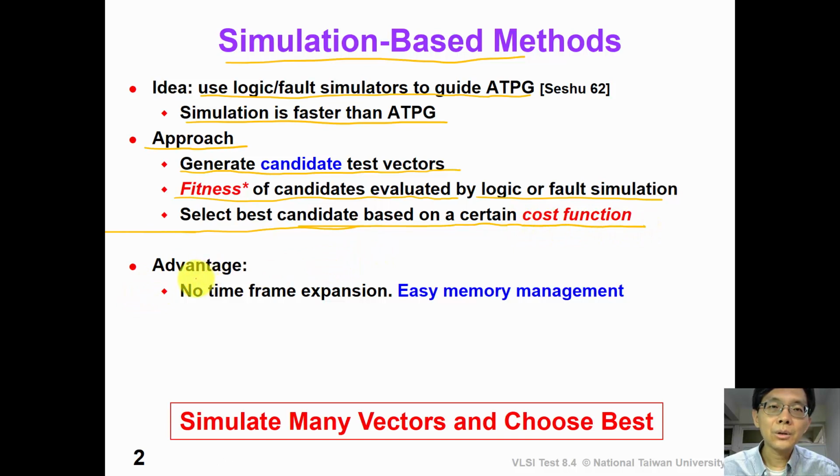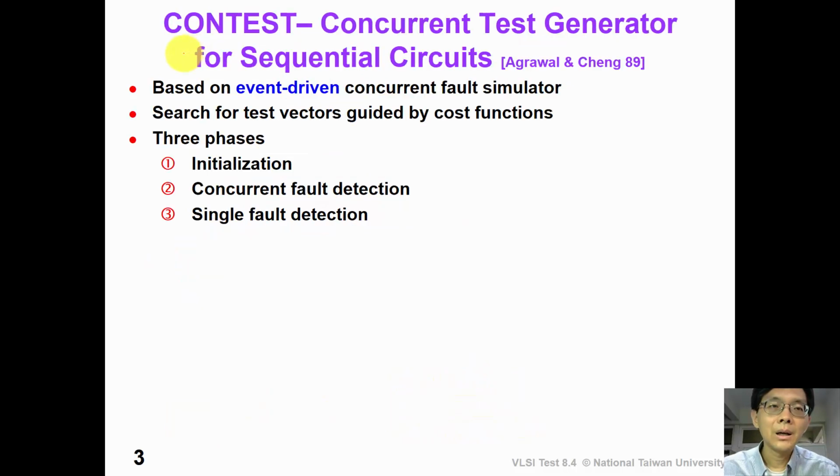The advantage of the simulation-based method is obvious because there is no need for time frame expansion. The memory management will be much easier than the time frame based method. In summary, the simulation-based method simulates many vectors and chooses the best of them.